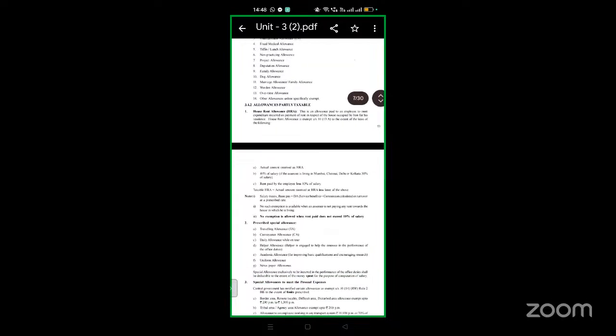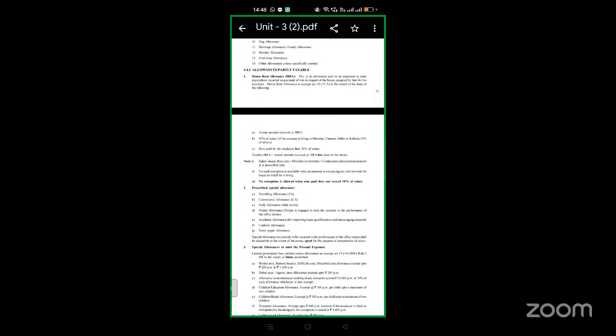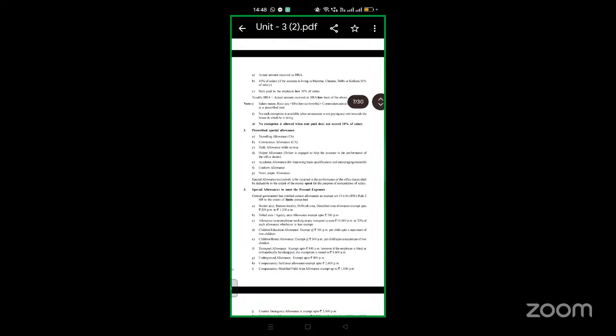Next is allowances partly taxable. Under partly taxable, the first allowance is HRA, that is house rent allowance. House rent allowance is an allowance paid to an employee to meet expenditure incurred on payment of rent in respect of the house occupied by him for his residence. For this we have three rules. Whichever is least will be allowed as exemption, and it is exempt under section 10(13A).